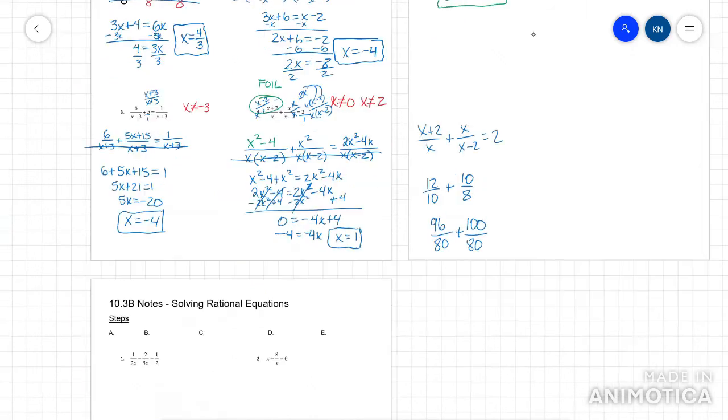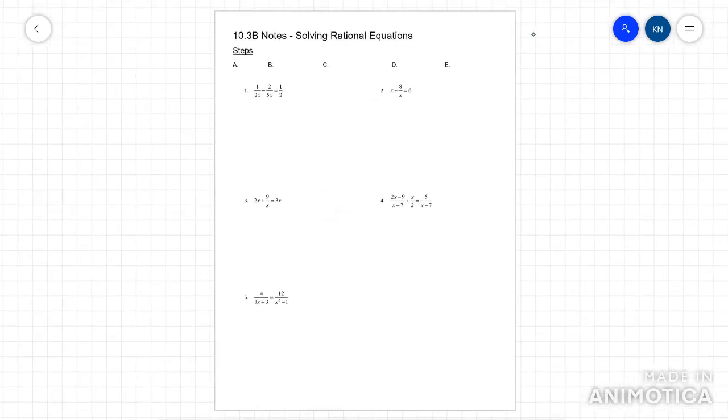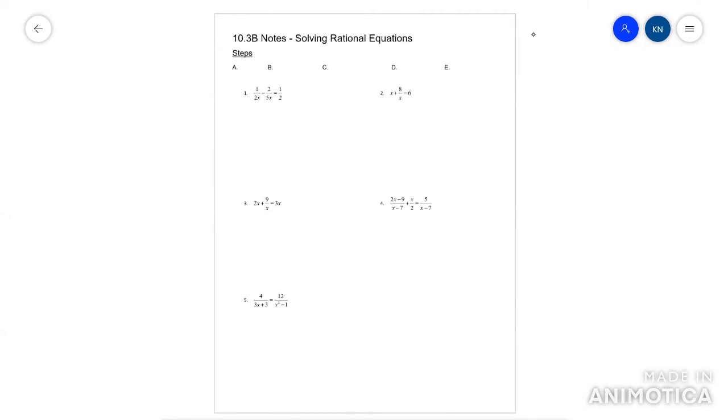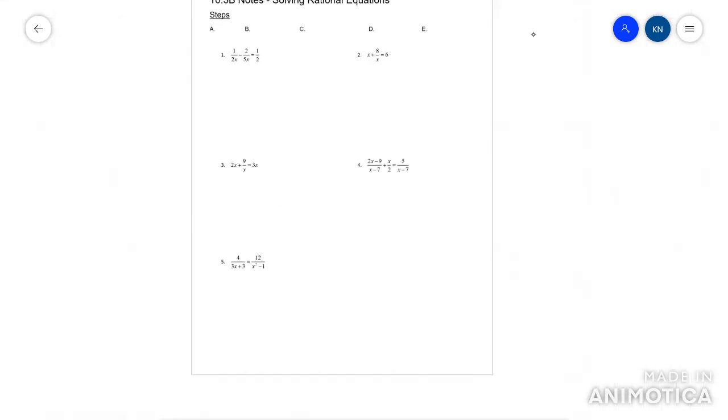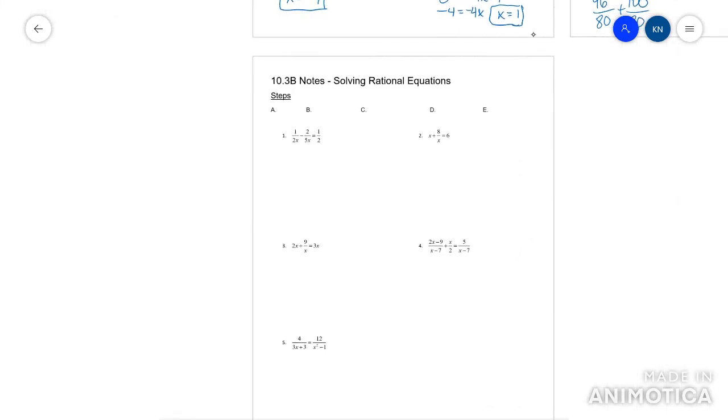Okay, now 10.3b is basically the same thing, but it looks like they step up the difficulty a little bit. So let's work through it. Looking at number 1, your denominator here, you really have to be able to find a common denominator. You've got a 2, a 5, and an x. So when that's all said and done, your common denominator is going to be 10x. That's what you have to get everything to say.